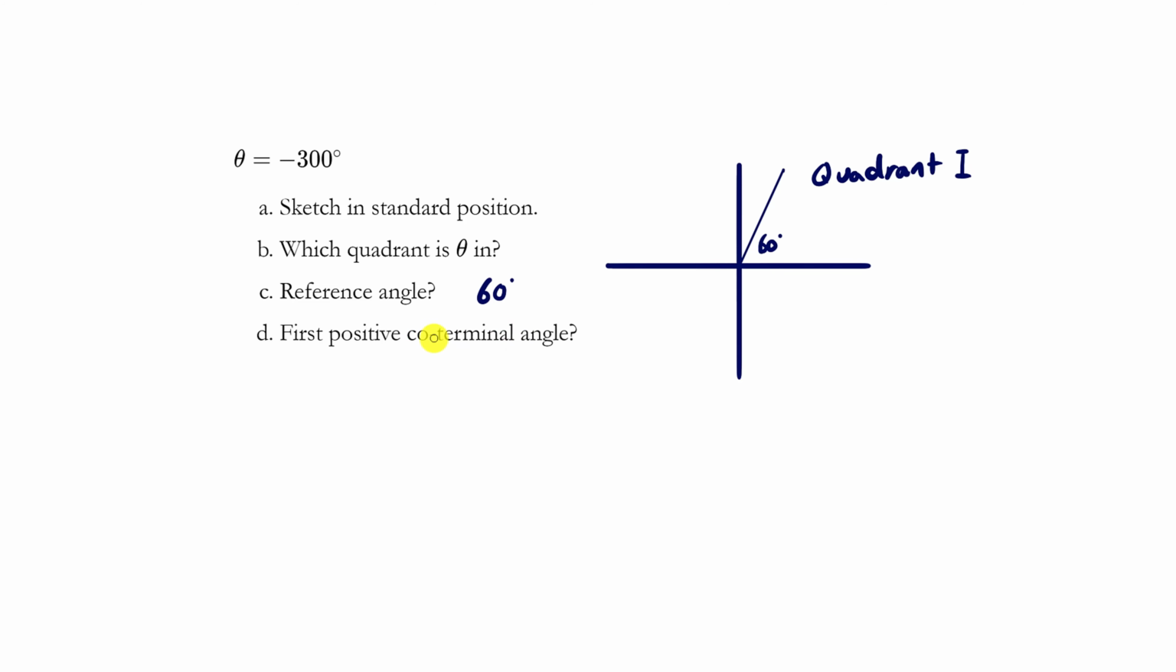And the first positive coterminal angle, we're going to end up spinning in the same direction. We add 360 so that we're coterminal. So 360 added with negative 300 is 60 degrees.